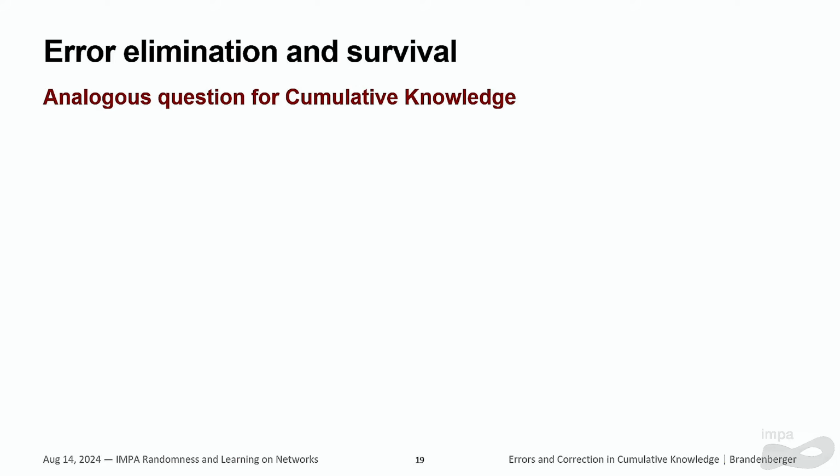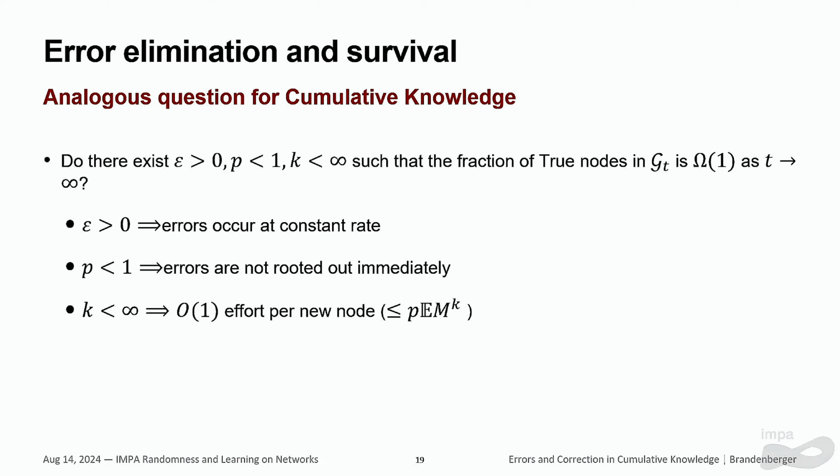So the analogous question in our setting is, can you guarantee that the fraction of true nodes is omega 1? As in, can you guarantee that the fraction of false nodes that are still alive, still marked PT, considered true, goes to 0? And we want this for a constant rate of errors, for p less than 1, so you don't check every node, because obviously then things are going to work, and for a bounded locality.